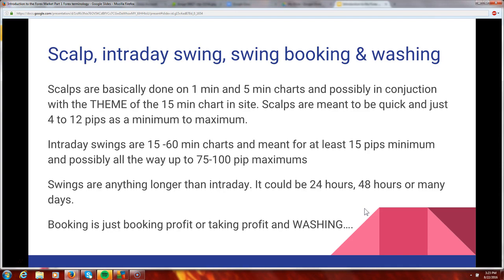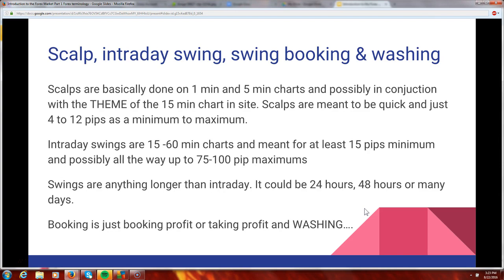All right, my favorite is at least 7 or 8, and preferably all the way up to 12 or maybe even 15 pips. I enjoy scalps that have that kind of money in them. Okay. Now, intraday swings are, let's say, 15-minute charts to 60-minute charts, and it's meant for at least a 15-pip minimum. I mean, that's got to be the bare minimum, okay? And possibly right on up into the 30, 40, 50 pips.